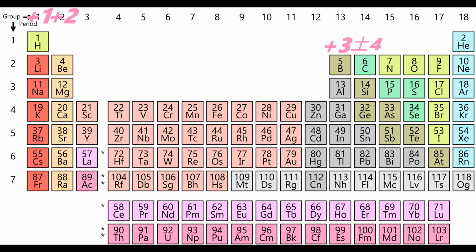Then we get to groups 15, 16, and 17, which have charges of -3, -2, and -1 respectively, with group 18, the noble gases, having a charge of 0, as they have complete valence shells and do not really interact with anything. A quick example of using this knowledge would be with a reaction.